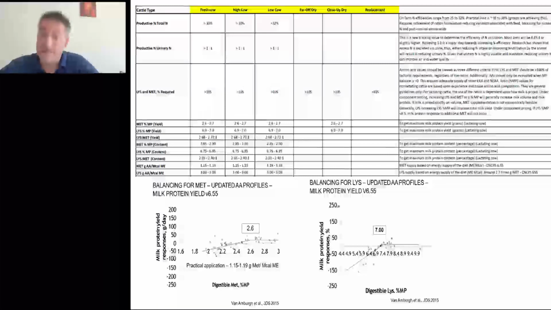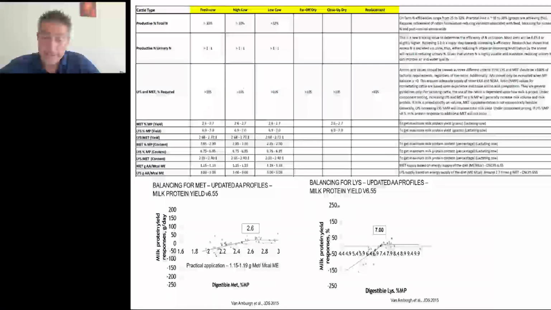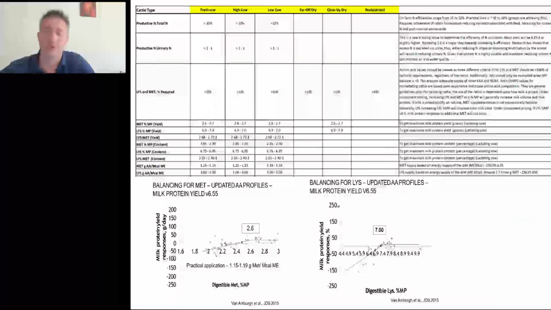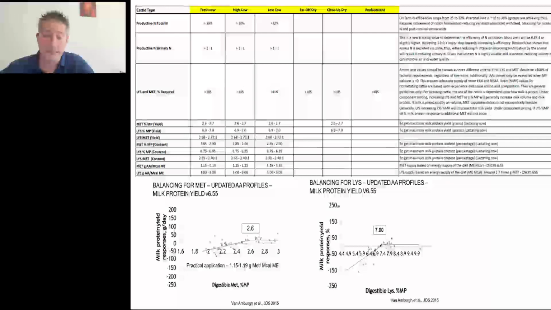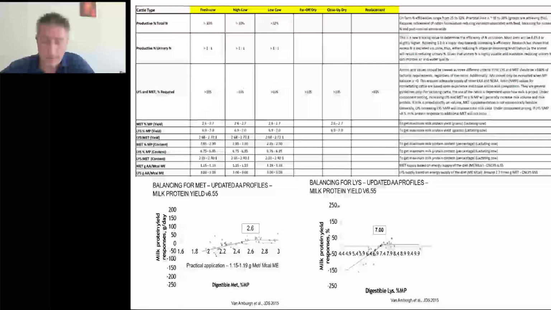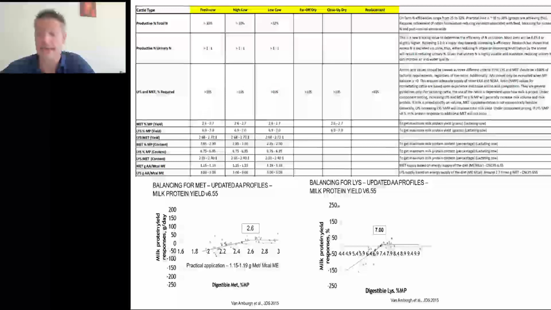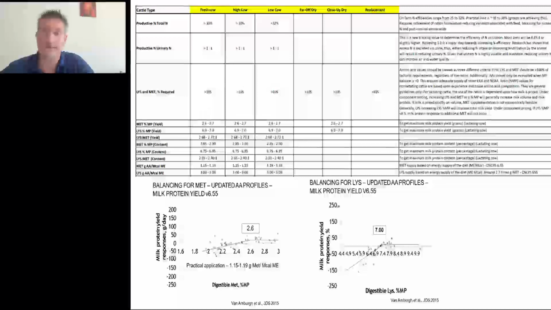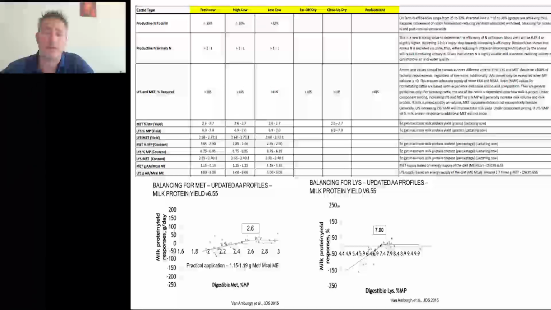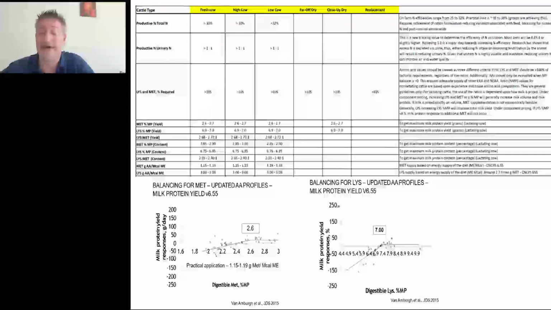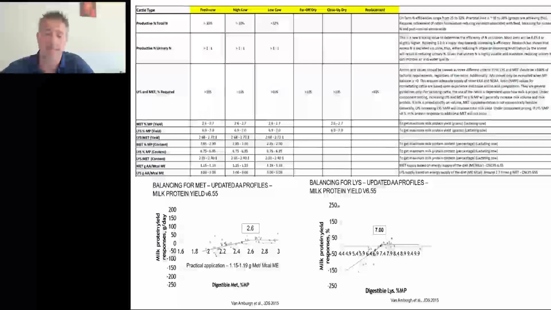And this is the last slide where I have shown what I told you 1 minute ago. On the left side, at the bottom, the digestible methionine as a percentage of MP is 2.6, and for lysine, the ideal, Van Amburgh 2015 said that the ideal would be 7. And I'm here for any question.